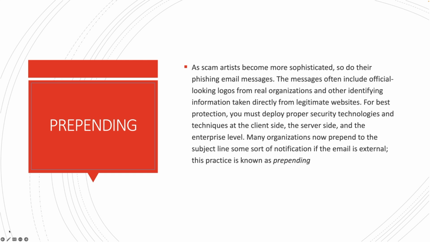Prepending. As scam artists become more sophisticated, so do their phishing email messages. The messages often include official looking logos from real organizations and other identifying information taken directly from legitimate websites. For best protection, you must deploy proper security technologies and techniques at the client side, the server side, and the enterprise level. Many organizations now prepend to the subject line some sort of notification if the email is external. This practice is known as prepending.